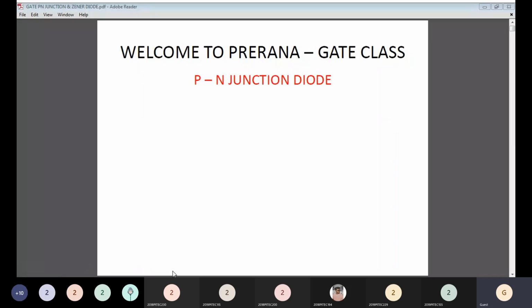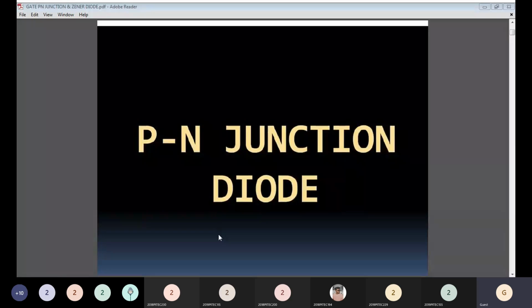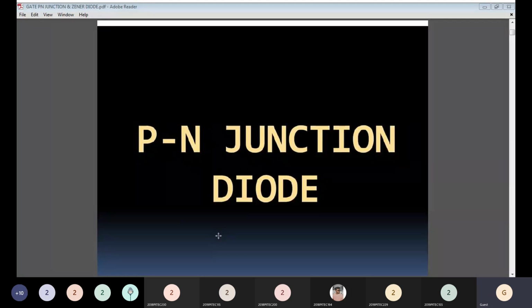In today's class, we are going to discuss PN junction diode and Zener diode. Move on to the introduction of PN junction diode. First of all, we have to know what is a junction. A junction is nothing but two dissimilar materials forming a junction. Here we have the PN junction diode. P-type material and N-type material join together to form a junction. So that is called a PN junction diode.